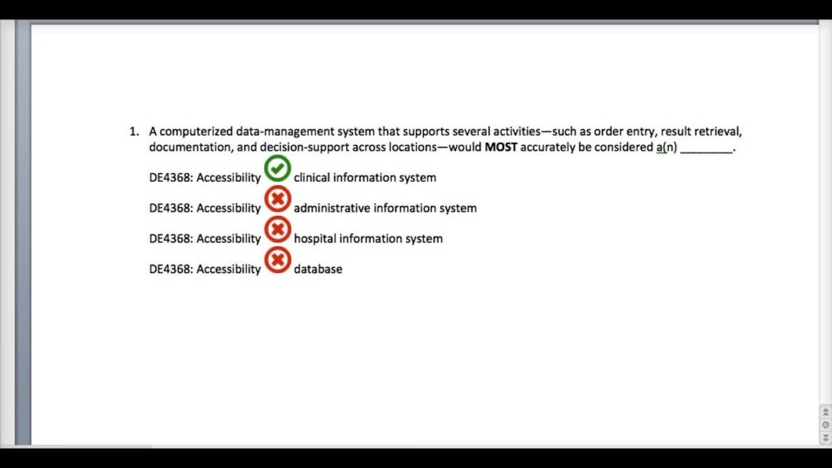Administrative information system. Is there anything in there that is administrative? I can't see anything, so let's eliminate that one. A hospital information system, well, that's a pretty broad term that really doesn't tell me very much. And then a database. Well, all of this is a database. The most correct answer, and the correct one, is your clinical information system. That is on page 14, and it's on your presentation in slide number 3. Let's go on to the second question.